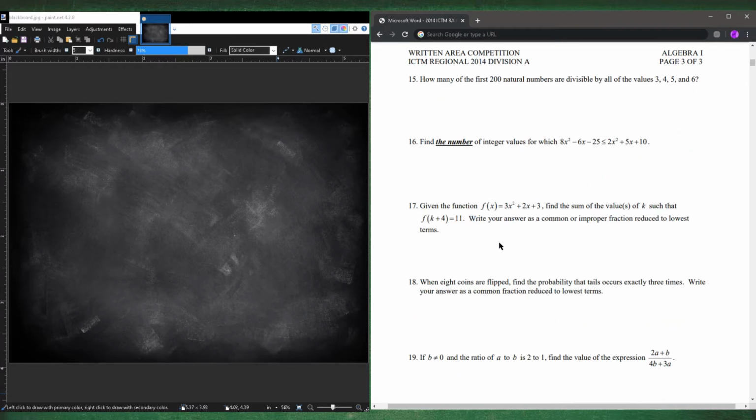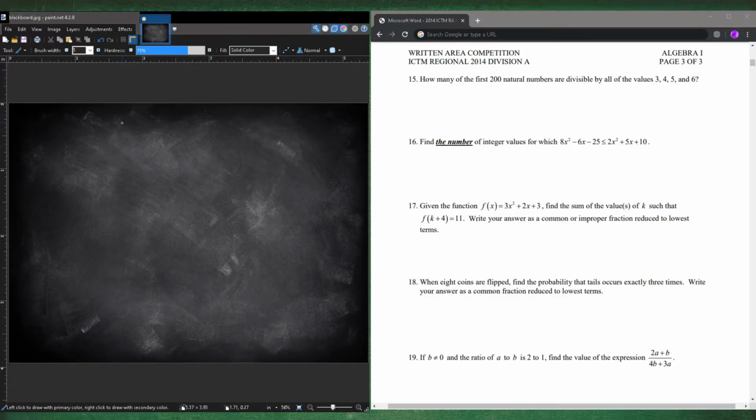Number 16. Find the number of integer values for which 8x squared minus 6x minus 25 is less than or equal to 2x squared plus 5x plus 10. So get them all to one side. So 8x squared minus 2x squared is 6x squared. Minus 6x minus 5x is minus 11x. And minus 25 minus 10 is minus 35. Less than or equal to 0. So we have to find where it's negative or 0.